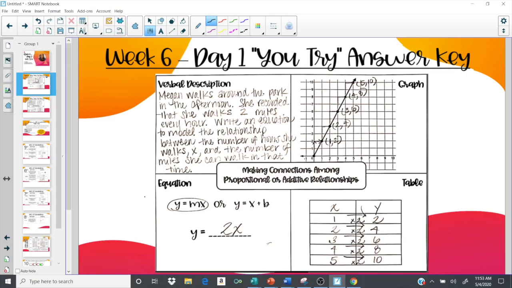Let's review the you-try questions from the previous lesson. Check your answers first. If you answered any of the questions incorrectly, take some time to identify what you did differently, and then correct your answers before moving on.